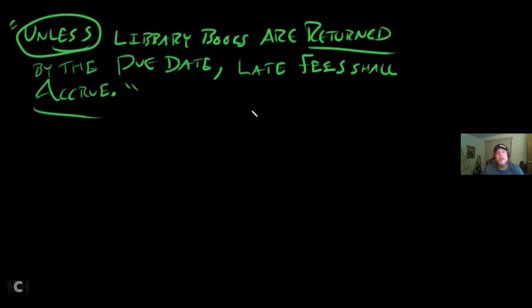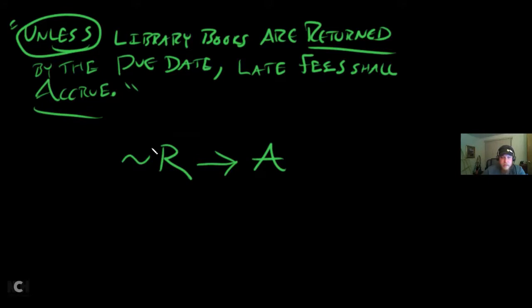This one says, unless library books are returned by the due date, late fees shall accrue. So here's what we do. Whatever follows unless goes on the left side of an arrow with a squiggle in front of it. So we see the word unless, that means there is going to be an arrow. So what follows unless? Library books are returned by the due date. That goes on the left side of the arrow with a squiggle in front of it. And then whatever follows goes on the right side. Late fees shall accrue.